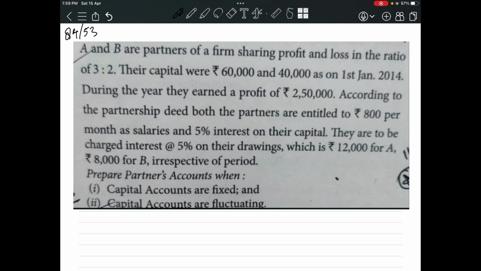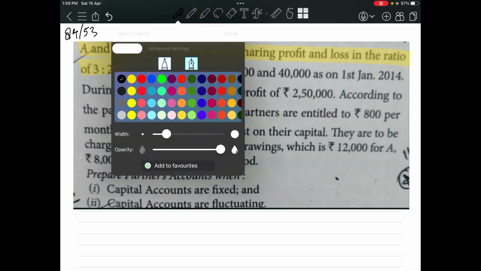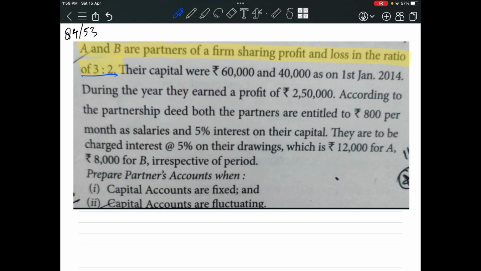Okay students, so now let's solve question number 4, page number 53. Okay, so let's read the question. This will be related to fixed and fluctuating capital. Okay, so A and B are partners of a firm sharing profit and losses in the ratio of 3:2. Okay, now we have been solving questions where the profit sharing ratio was not mentioned in the partnership deed. Okay, so we used to share it equally. Okay, now we have been given the profit sharing ratio.